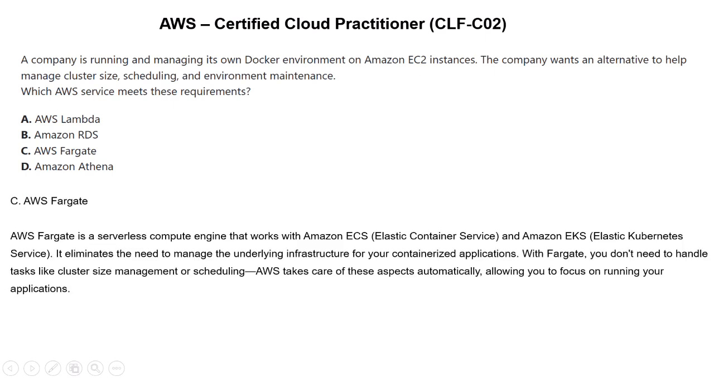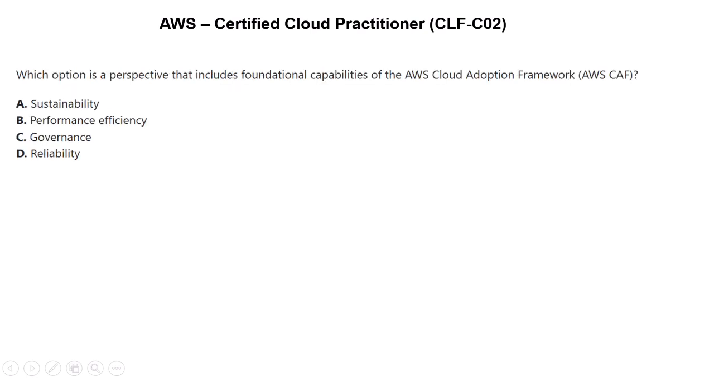AWS Fargate. AWS Fargate is a serverless compute engine that works with Amazon ECS, which is the Elastic Container Service, and Amazon EKS, Elastic Kubernetes Service. It eliminates the need to manage the underlying infrastructure for your containerized applications. With Fargate, you don't need to handle tasks like cluster size management or scheduling. AWS takes care of these aspects automatically, allowing you to focus on running your applications. Next question.